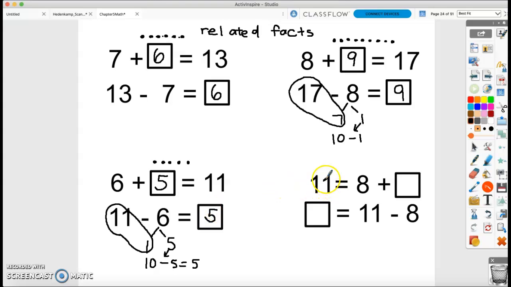Last one, 11 equals 8 plus something. So once again, I'm going to start at 8 and I'm going to get up to 11. 8, 9, 10, 11. So I had to count up 3. So if I start at 11 and I go to 8, I can count back. 11, 10, 9, 8, 7, 6, 5, 4, 3.